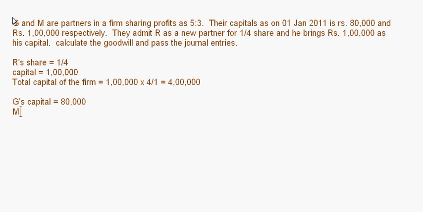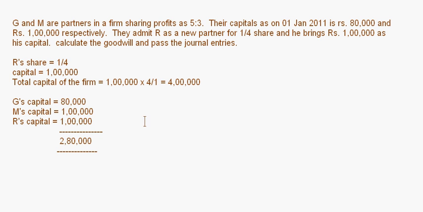Then you have M's capital, which is given as 1 lakh, and R, the new partner, R's capital, which is given as 1 lakh, right? So when you add this, you get how much? 2,80,000, right? This is the total of the capitals, whereas the total capital of the firm is coming as what? 4 lakhs, right?